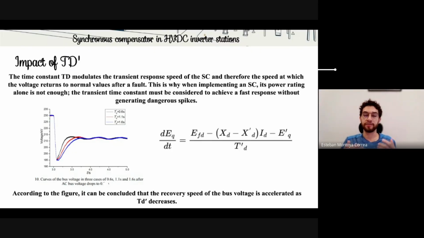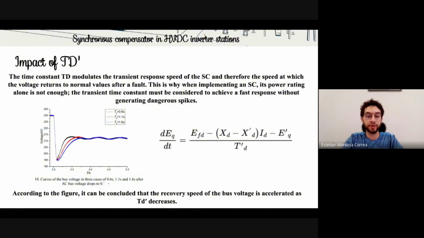The impact of T'd. T'd is the direct axis transient time constant. In a synchronous condenser, think of it as the speed knob for how fast the machine's internal EMF reacts to an excitation change after a voltage drop. Why does it matter here? In an HVDC inverter station connected to a weak AC grid, the risk is commutation failure when bus voltage sags. Adding a synchronous condenser helps, but how fast it helps depends on T'd.